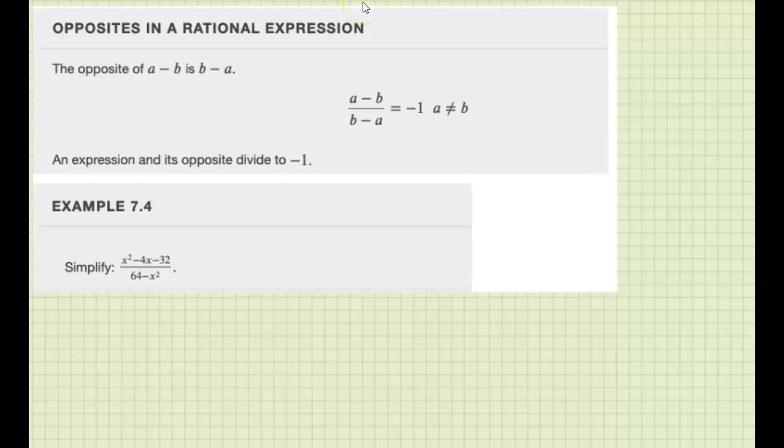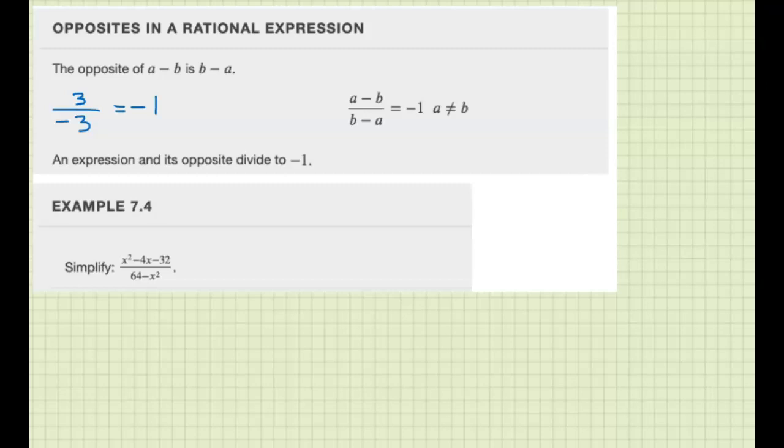Right? It's kind of like if you have 3 divided by negative 3. They're the same number but opposites. Well, when you divide this, you get negative 1. Okay, so you don't get 1, you get negative 1. Same if you have a whole term that's completely opposite.